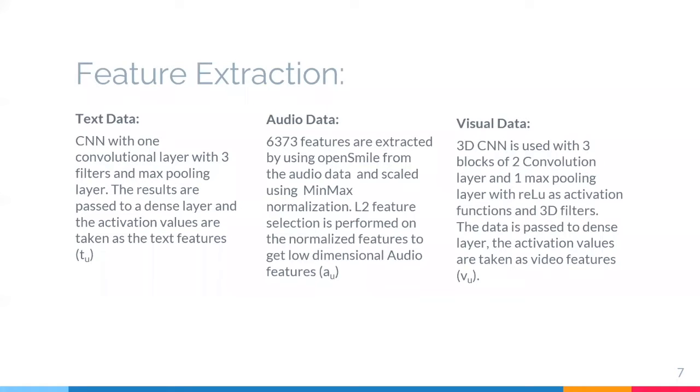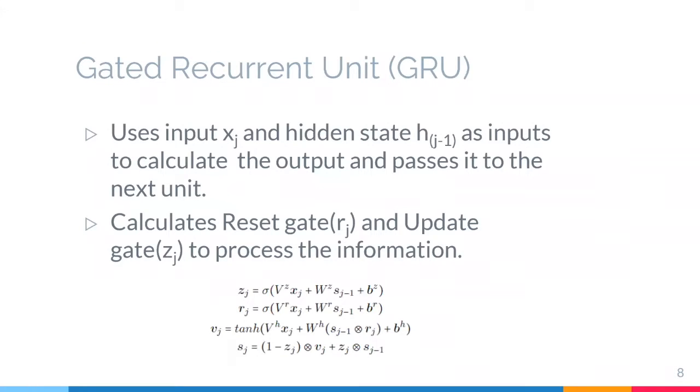For feature extraction, CNN is used on text data and visual data and passed through a dense layer whose activation values are taken as respective features. OpenSmile is used on audio data to extract features, and L2 feature selection is performed to get low dimensional audio features.